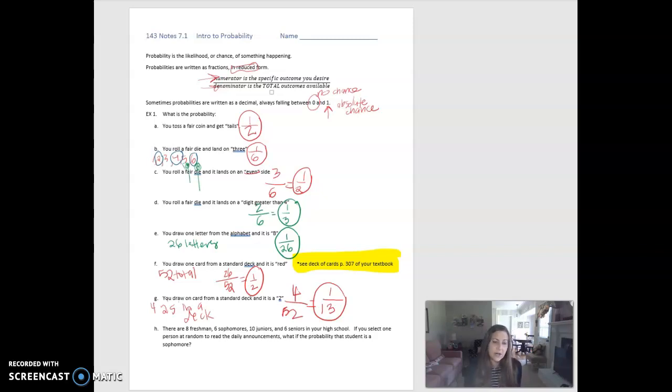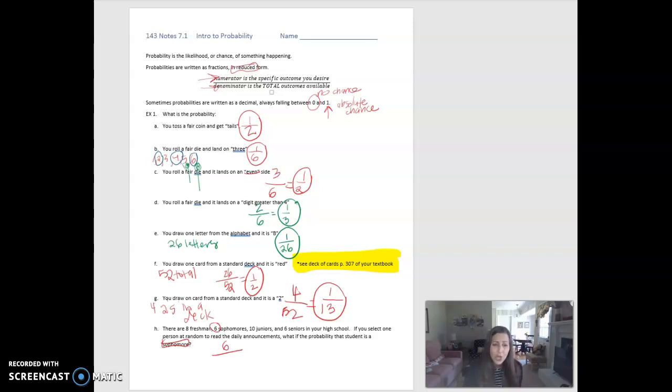And the last one, there are 8 freshmen, 6 sophomores, 10 juniors, and 6 seniors in your high school. If you select one person at random to read the daily announcements, what is the probability that the student is a sophomore? Well, this one is a tiny bit different. Well, not really, but they didn't tell us the total. So remember, the numerator is what you want. So what we want is the student to be a sophomore. So we go up here and we say, okay, 6 are sophomores. So 6 goes on the top because that's what I want.